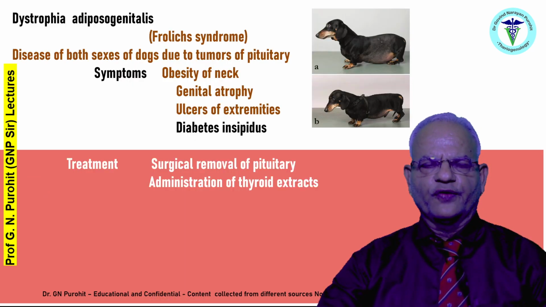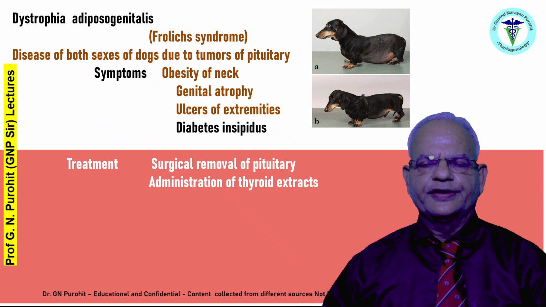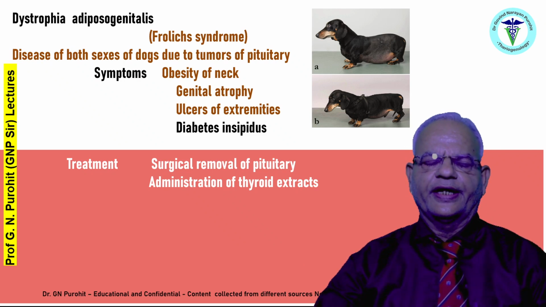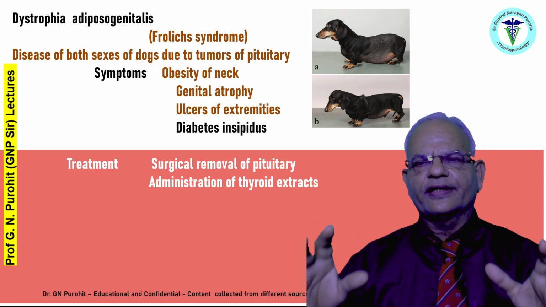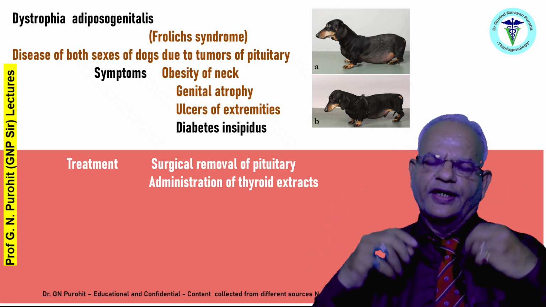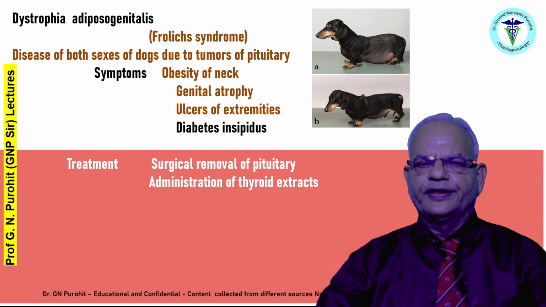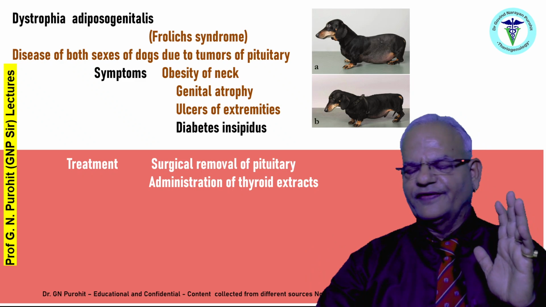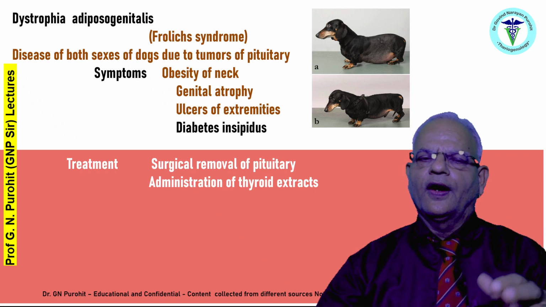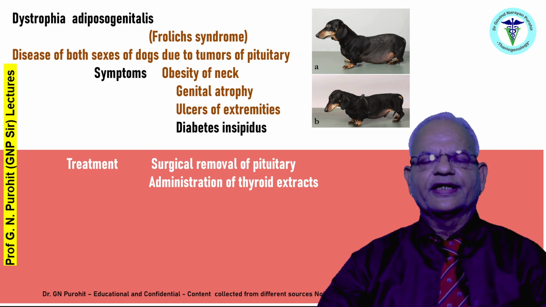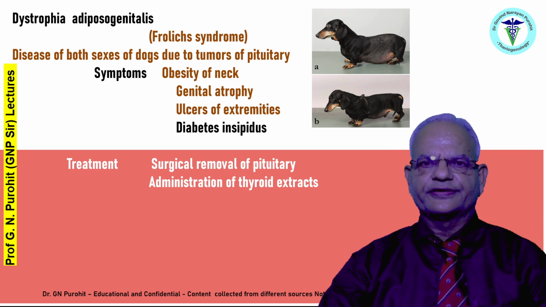Another condition is dystrophia adiposogenitalis or Froelich syndrome. It affects the dogs of both sexes and occurs due to tumors of the pituitary. There is obesity of the neck, genital atrophy, ulcers of the extremities, and diabetes insipidus. The therapy is very difficult because it involves surgical removal of the pituitary or administration. One can attempt medical therapy, including administration of thyroid extracts.